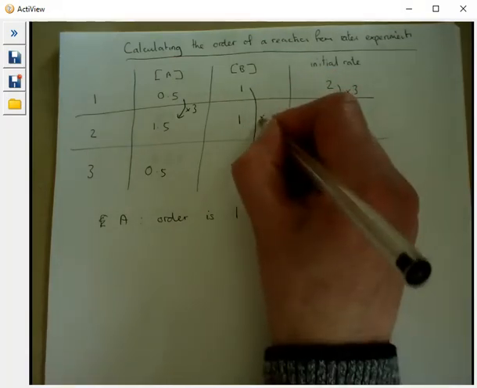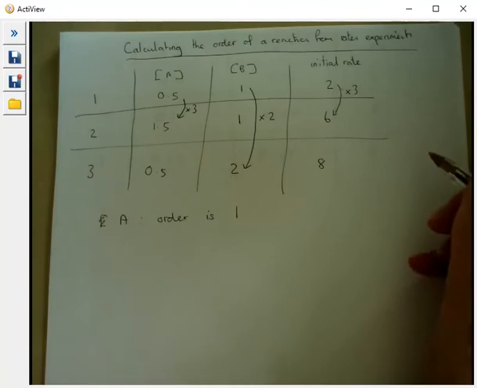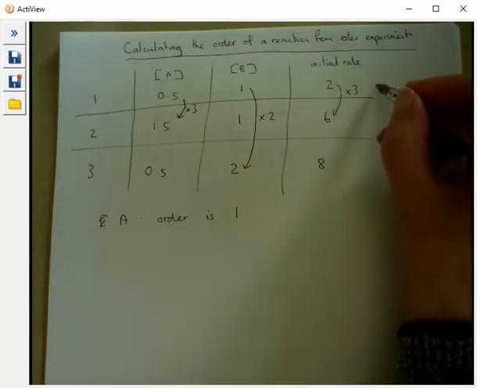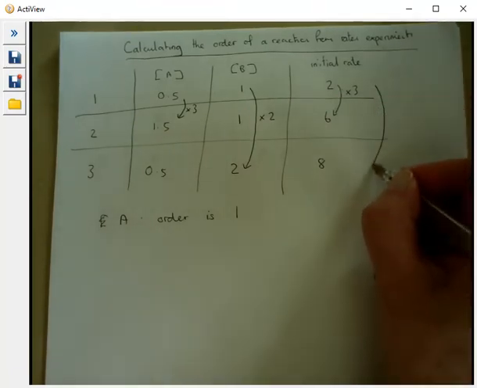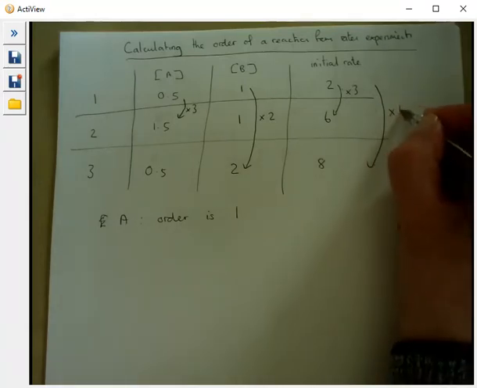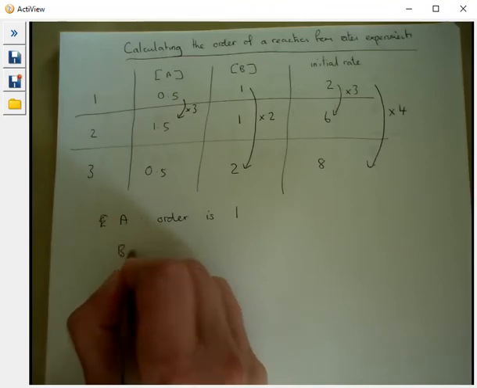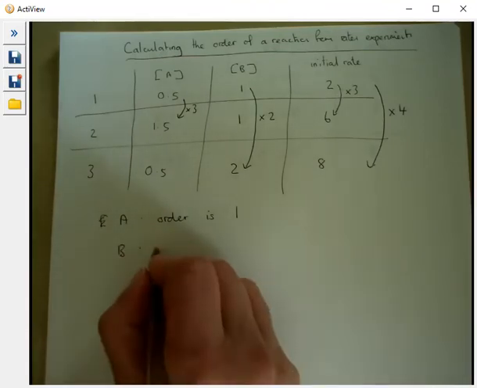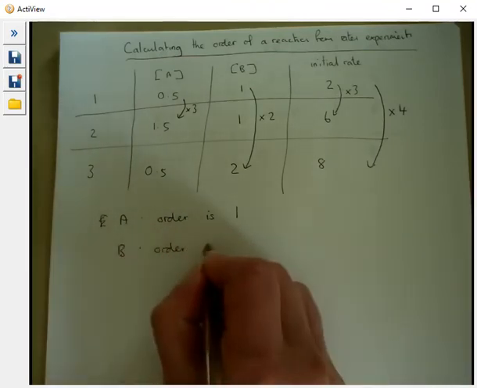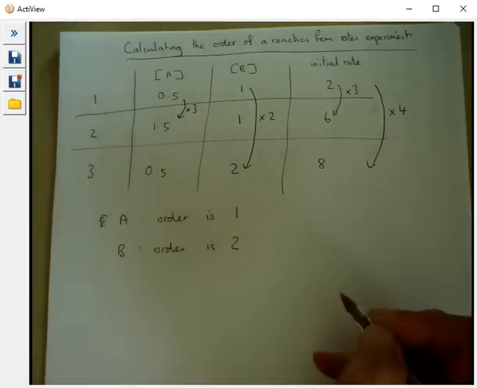So the concentration of B has gone up by 2. And when that happened, the initial rate has gone up by a factor of 4. So that means that B, the order, is 2, because it's gone up by 2 to the power of 2.